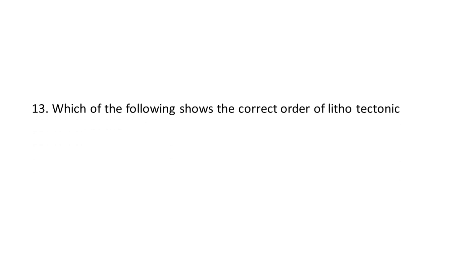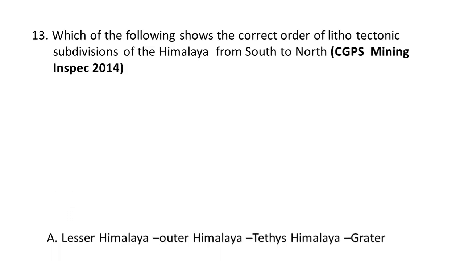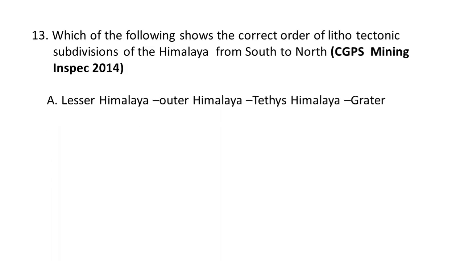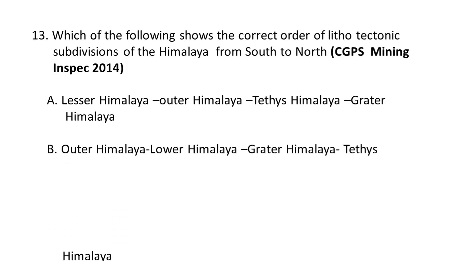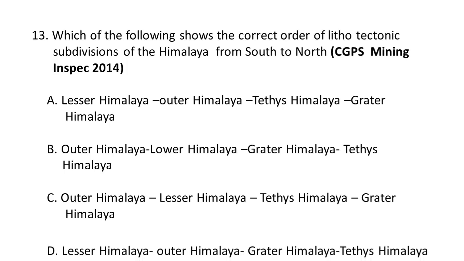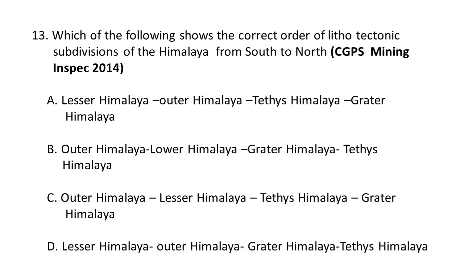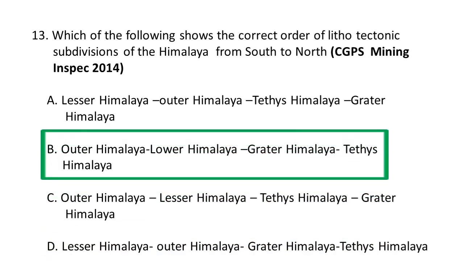Next question. Which one of the following shows the correct order of lithotectonic subdivisions of the Himalaya from south to north? A. Lesser Himalaya, Outer Himalaya, Tethys Himalaya and Greater Himalaya. B. Outer Himalaya, Lower Himalaya, Greater Himalaya and Tethys Himalaya. And C. Outer Himalaya, Lesser Himalaya, Tethys Himalaya and Greater Himalaya. D. Lesser Himalaya, Outer Himalaya, Greater Himalaya and Tethys Himalaya. So the correct order of tectonic subdivisions of Himalayas from south to north is Outer Himalaya followed by Lower Himalaya, then Greater Himalaya and Tethys Himalaya. B is the correct option.